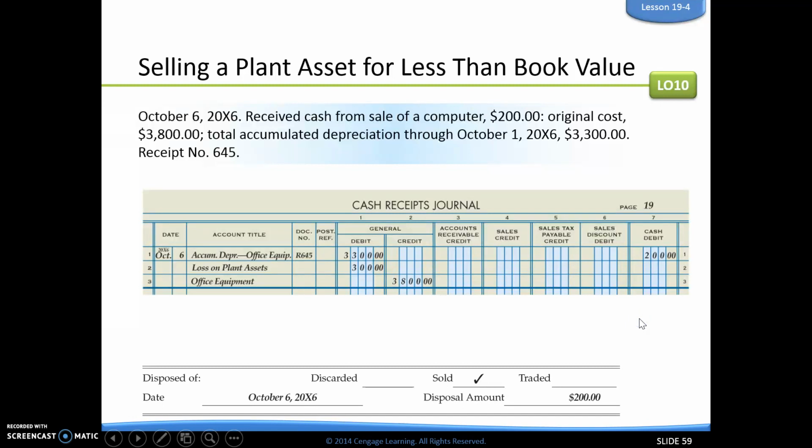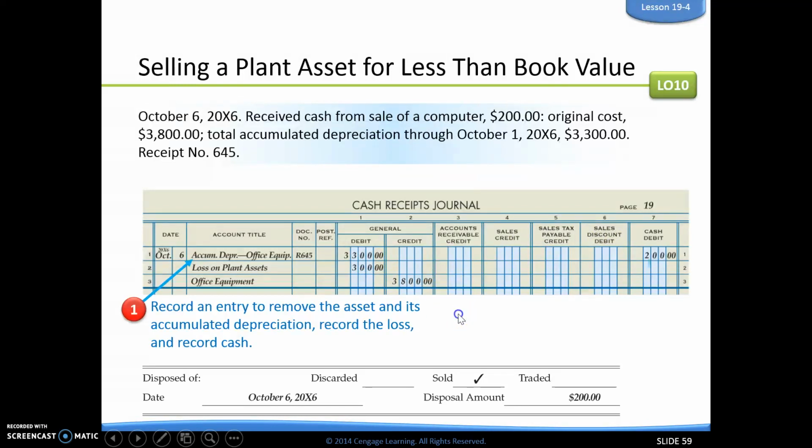It will still be in the cash receipts journal because we still received that $200. It's just that it didn't cover the book value of our computer. So we have to record that loss on plant assets as a debit here, and then our 3 debits will equal our credits. And just like we've done with our other 2 plant assets, we do have to make sure we go down to our plant asset record and fill in section 2 that says we sold our computer on October 6th for $200.